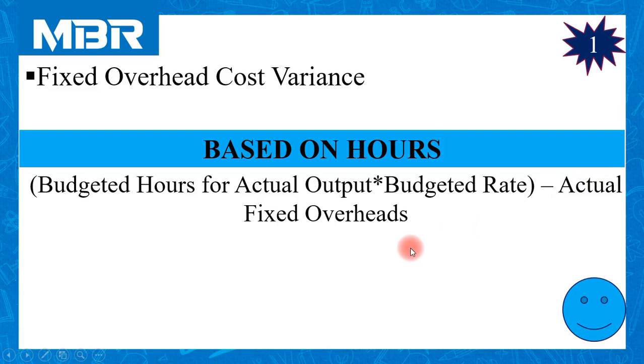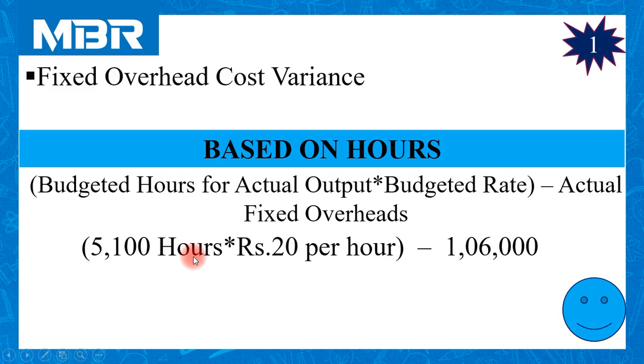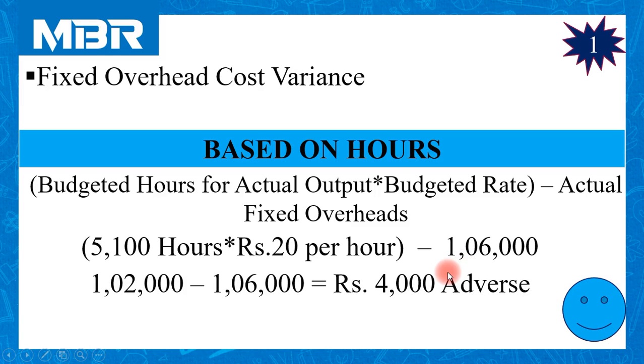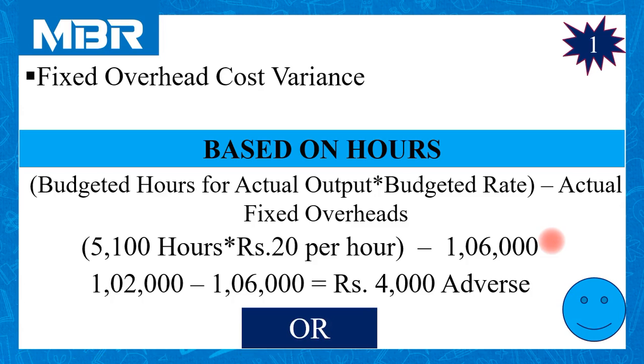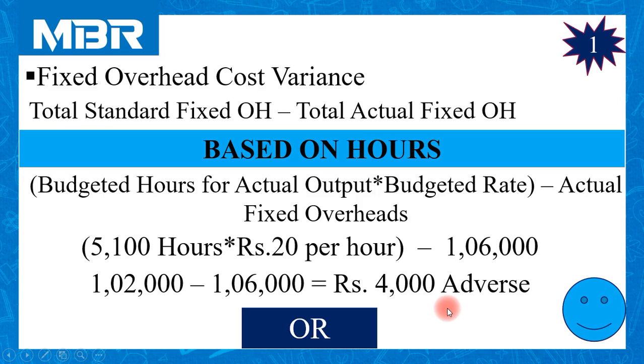5100 hours. So insert 5100 hours multiplied by budgeted rate per hour, because we need to multiply with the number of hours. So rate per hour is applicable for the calculation, minus actual fixed overheads 1,06,000. So 1,02,000 minus 1,06,000. So difference is rupees 4,000 adverse. Again, our calculation gives us the same answer, rupees 4,000 adverse. Clear?